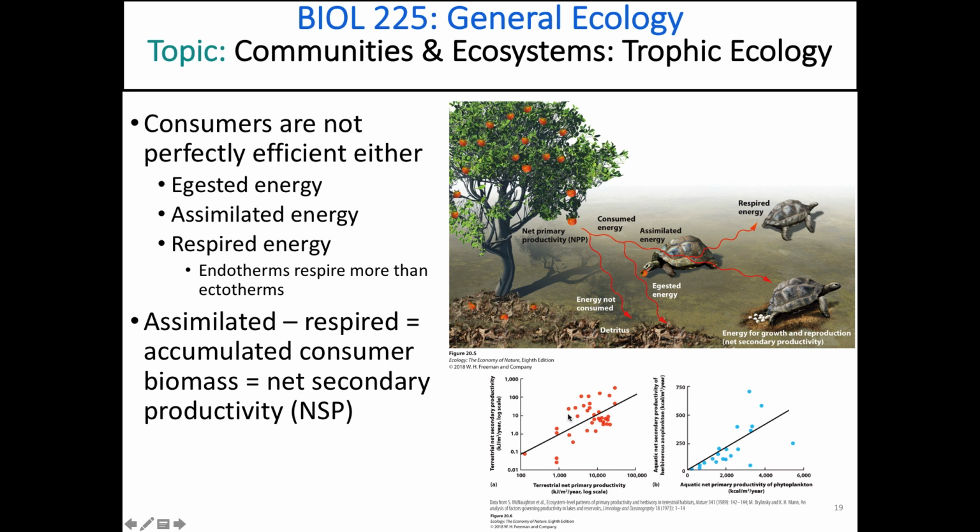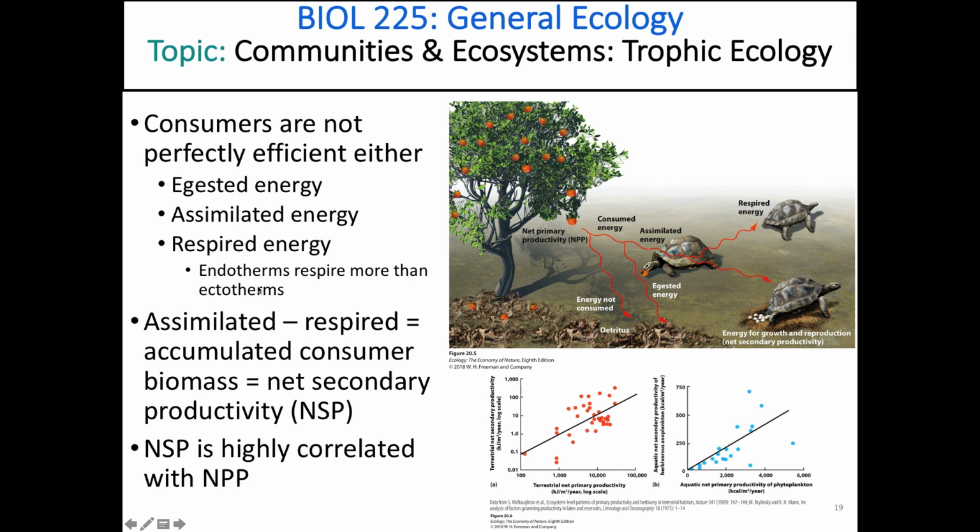And this net secondary productivity is extremely highly correlated with net primary productivity. And so on these two graphs here, you have terrestrial and aquatic habitats, and you have net primary productivity on the x-axis, and you have secondary productivity on the y-axis. And you can see really nice tight curves here, where the more primary productivity you have, the more productive your consumers are going to be, because there's more plant life for them to consume. And so this is a kind of common sense relationship here.